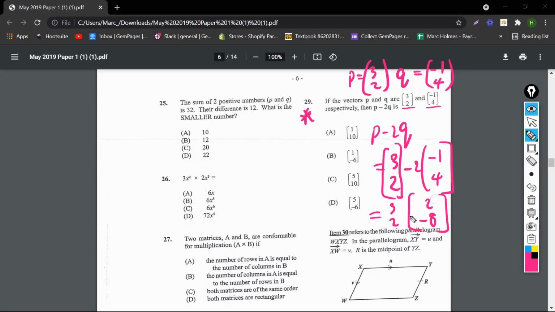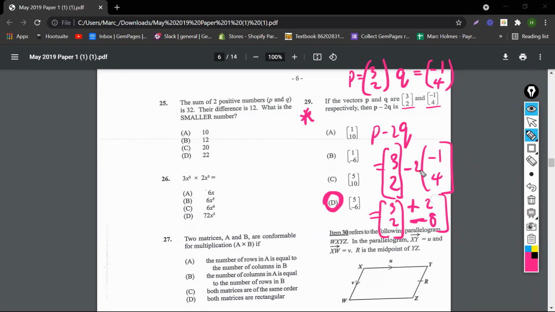Am I right? Yeah, it's going to end up being 3 plus 2, and 2 minus 8. And I think my answer is going to end up being 5, negative 6. I think the answer is D here. Yeah, so the answer is D, guys, for this one.